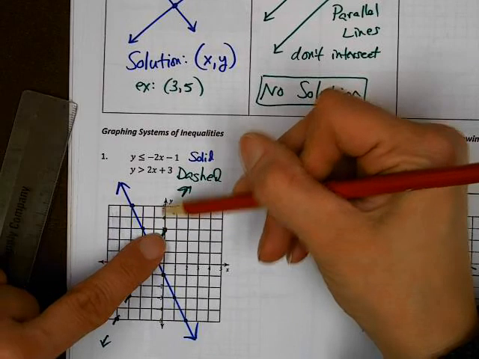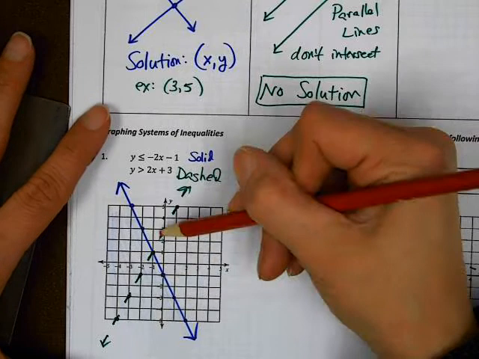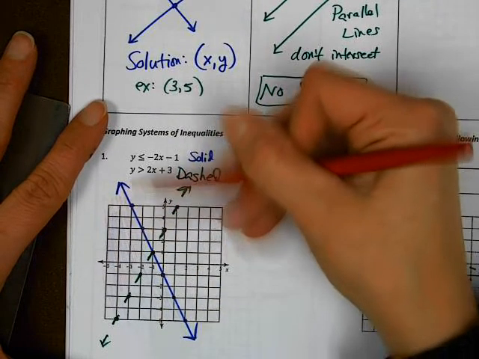Should I color here, 4, 5? Is that greater? Or should I go down here by the negatives? No, don't do that. Go above the line. Okay, go above the line. So here's above the green line. Here's above the green line.